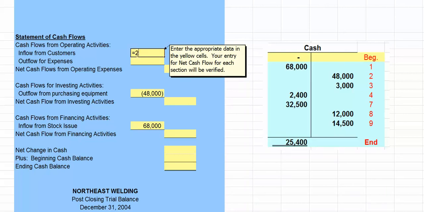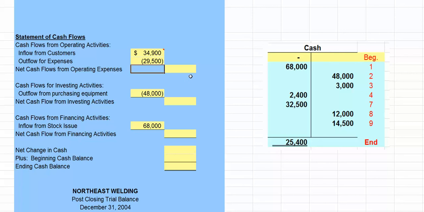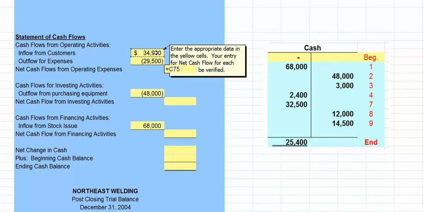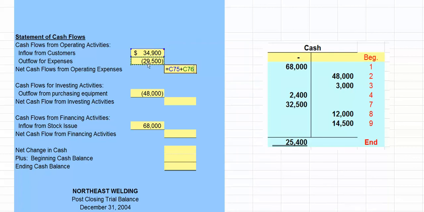So we would have had the 2,400 plus the 32,500. Those would be our cash inflows from operations. And the remaining outflows would have been our cash operating outflows. So minus 3,000, minus 12,000, minus 14,500. So our total operating cash outflows, 29,500. The net cash flows from operating activities, 34,900 less the 29,500, is 5,400 from operating cash flows.